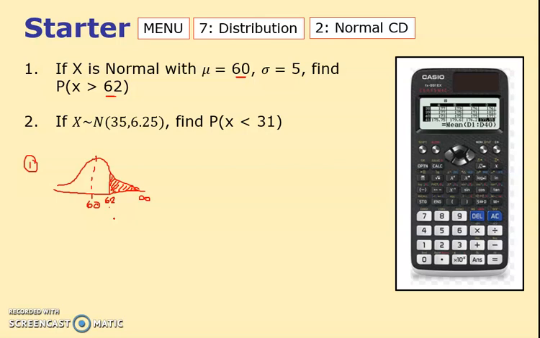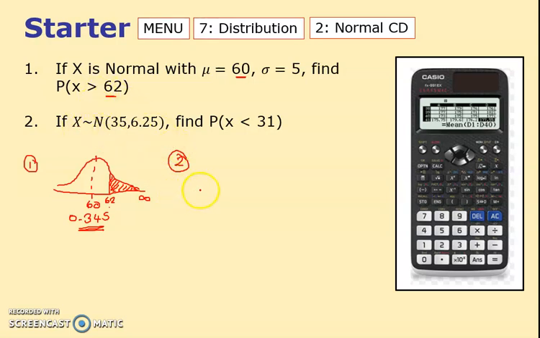Sigma was 5, it says on the screen, and mu is 60. So the calculator just gives you the answer. It's 0.345 if I round to 3 significant figures. Question 2. See, that's relatively easy, isn't it?